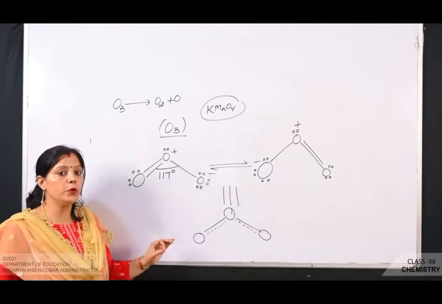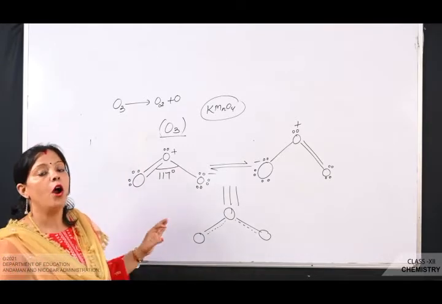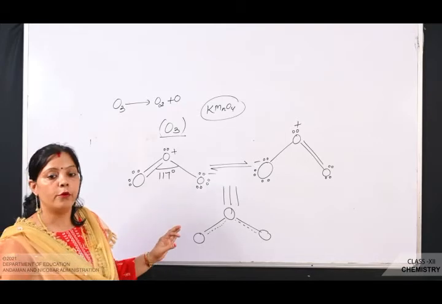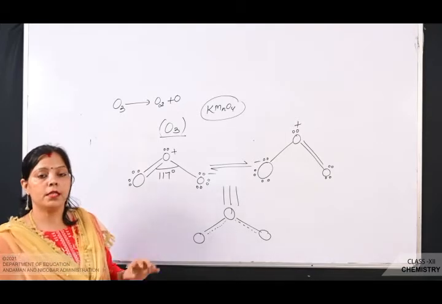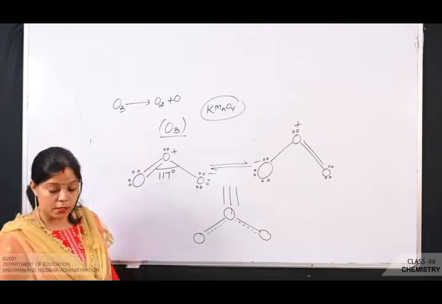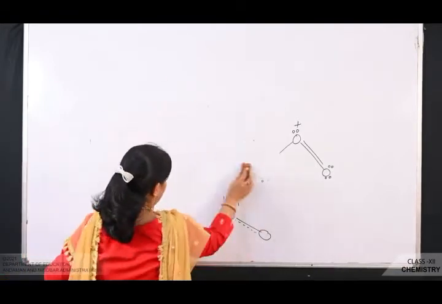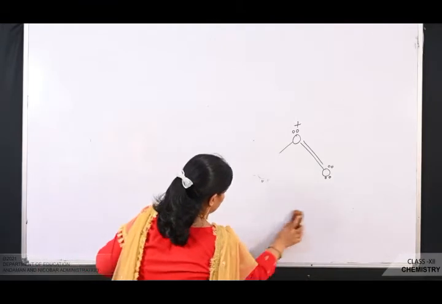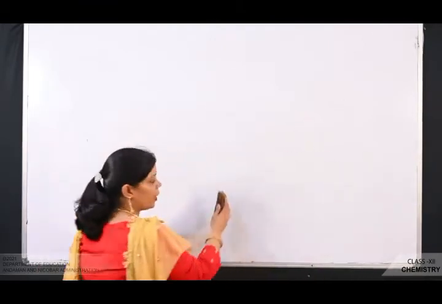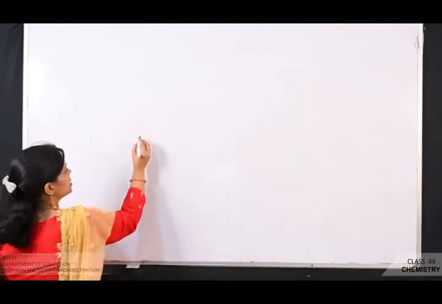Children, it is also used as a bleaching agent for oil, ivory, flour and starch. Next is sulfur, children. Sulfur is the second element of group 16. After oxygen, sulfur is present, and sulfur has the atomic number 16.